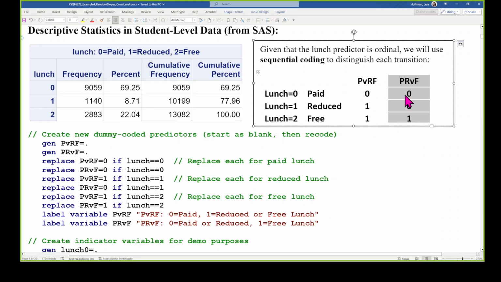So when they're together, the first predictor then becomes paid versus reduced. The second predictor picks up where that one left off and is reduced versus free. I like doing it this way because I think it's more useful in ordinal variables to get the sequential differences between the categories than to compare each back to some reference category. But as long as you've got two predictors to differentiate three groups, you can set it up however you'd like.